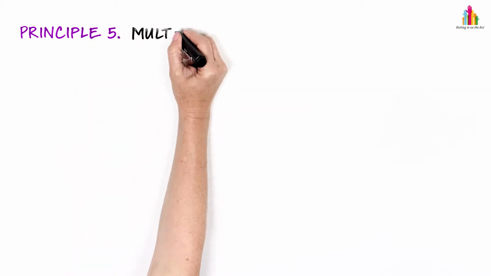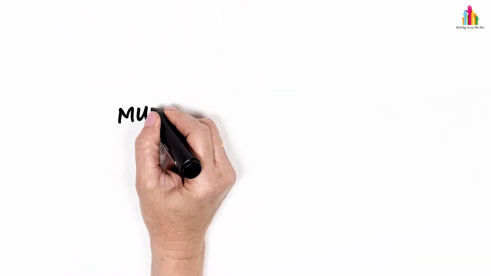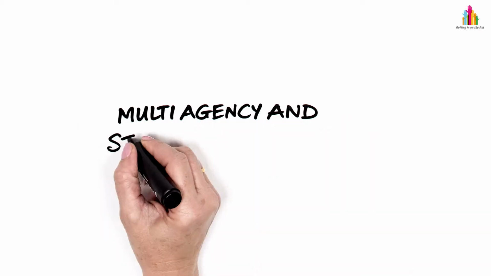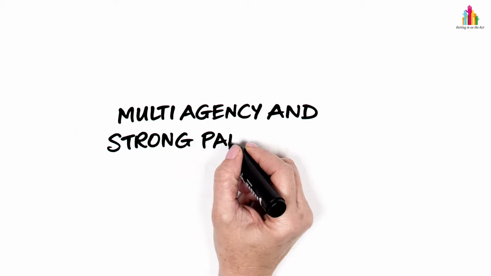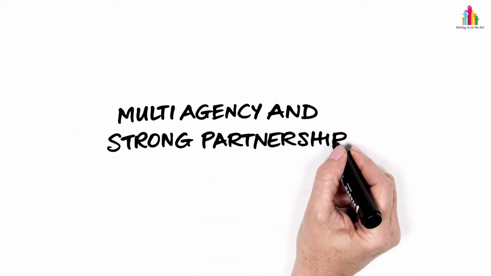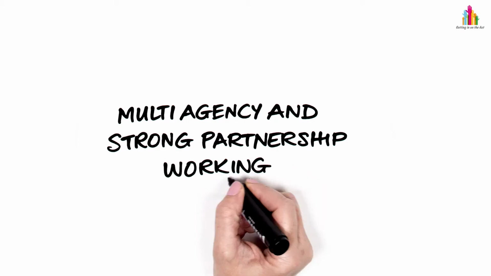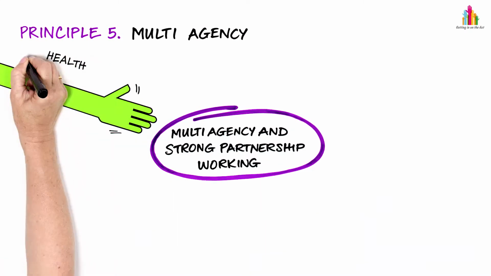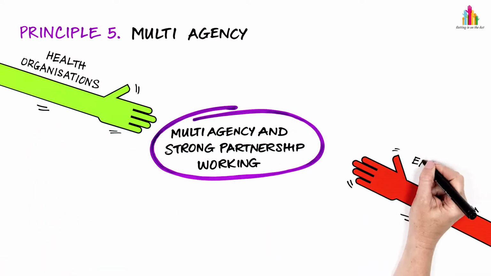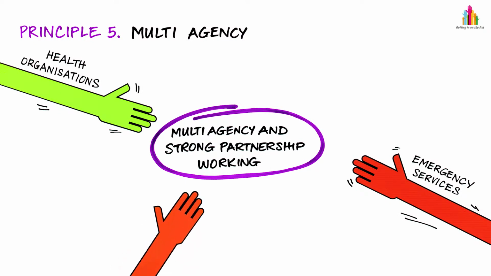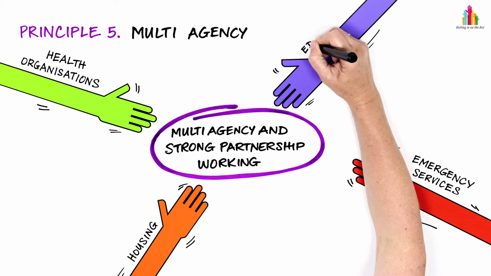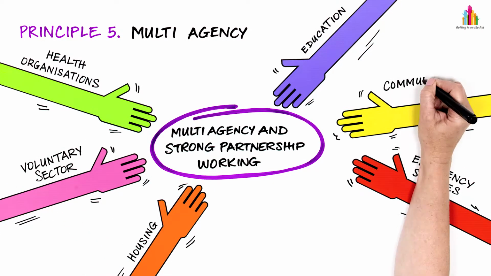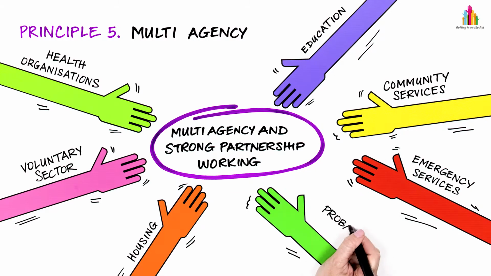Principle 5. Multi-agency. Strong partnership working between all agencies and organisations is essential to improve the well-being of individuals in need of care and support, and carers in need of support. The Act strengthens joint working arrangements between local authorities and other relevant partners such as health organisations, emergency services, housing, education and early years, voluntary sector, community services, probation services.